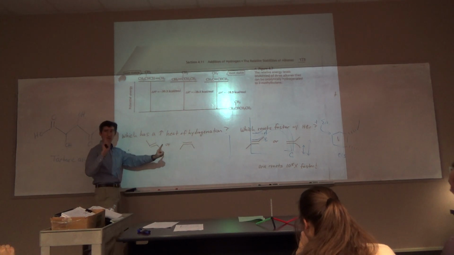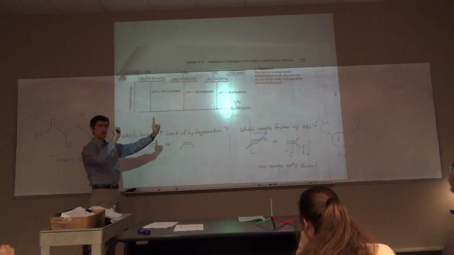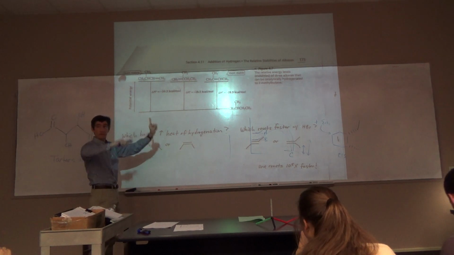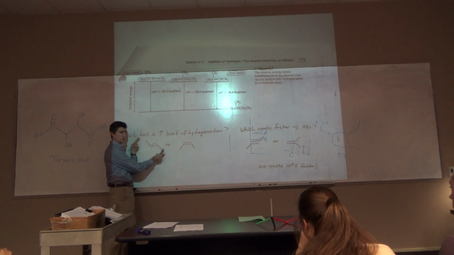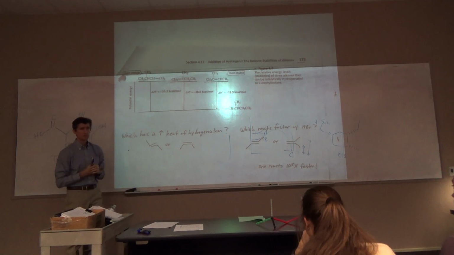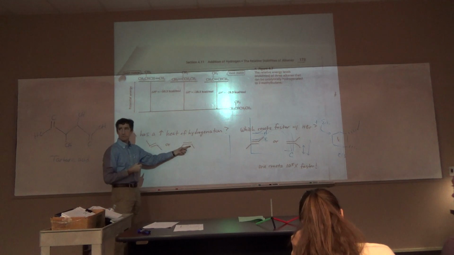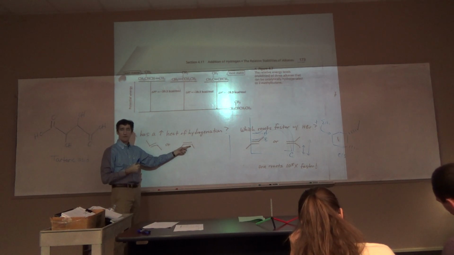Just like when we do conformers. Which is most stable, syn or anti? Anti. But I can rotate. These can't rotate, so they're stuck like that. But you can still say which is more stable. Big group's opposite, more stable. So which one has the highest heat of hydrogenation? This one, because it sits higher.